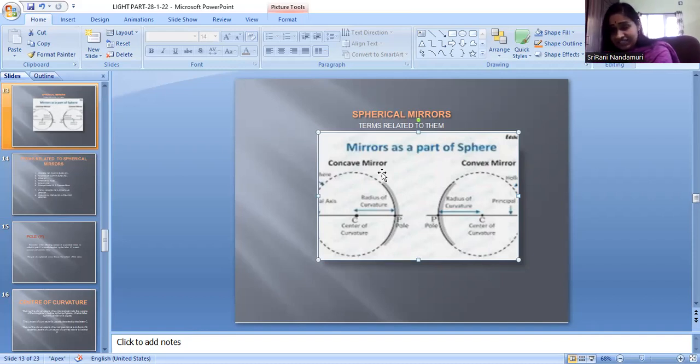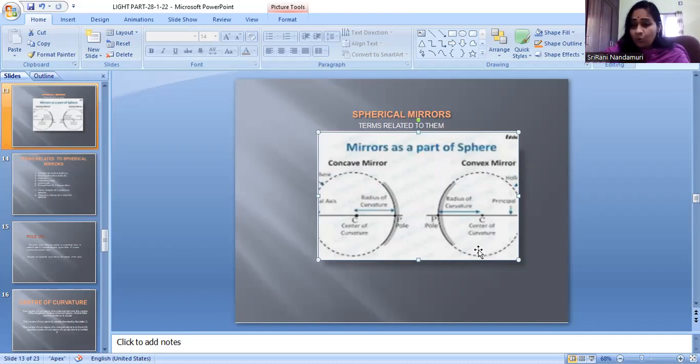Up to this, are you clear? Understood completely? What is the pole? What is the aperture? What is the center of curvature? And what is the radius of curvature? If you understand these terms, the topic is very, very interesting and easy.